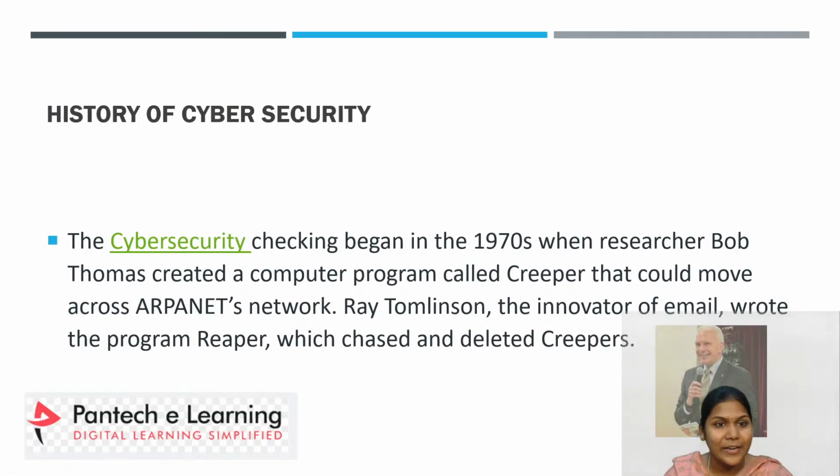History of cybersecurity. Where has this come from? Who was the first person to propose this cybersecurity technology? Cybersecurity began in the 1970s, when researcher Bob Thomas created a computer program called Creeper that could move across ARPANET's network. Ray Tomlinson, the inventor of email, wrote the program Reaper, which chased and deleted Creeper. So from that point of time, cybersecurity started its inventions and its usage.